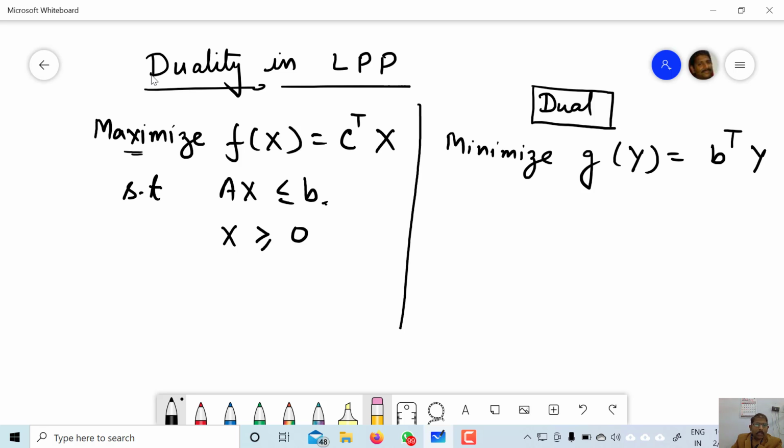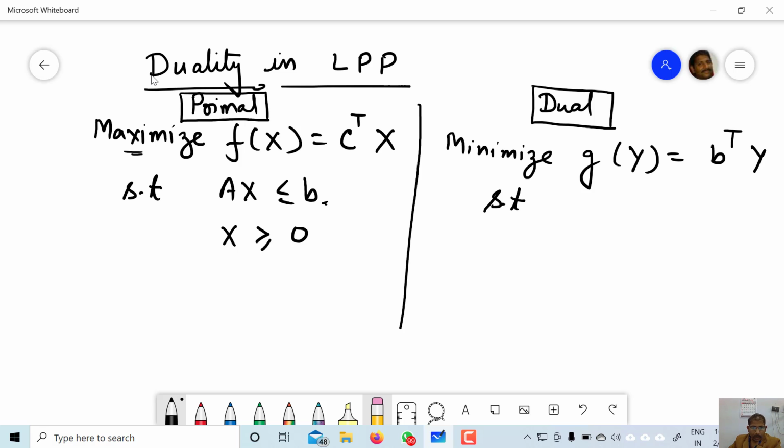The actual problem is termed the primal problem. It is known as primal. So the actual problem is the primal problem and this is the dual problem. We take this part as the main part and this part as the condition part.